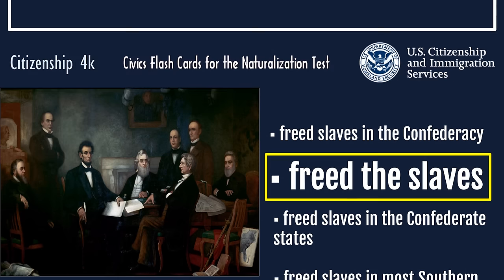What does the judicial branch do? Reviews laws. What is an amendment? A change to the Constitution.